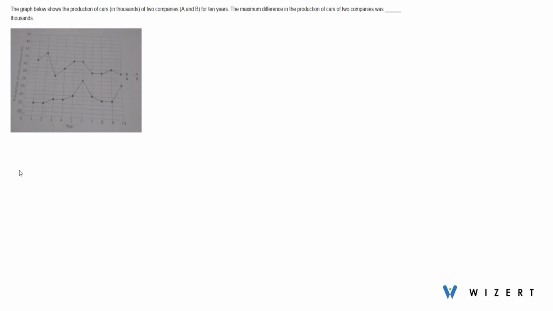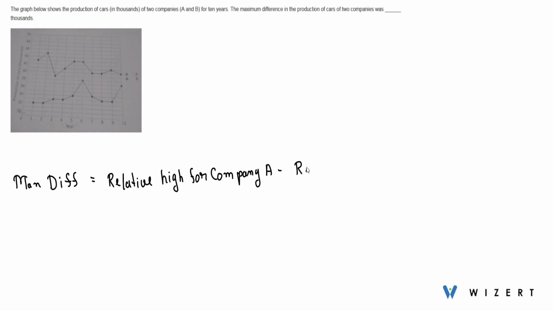So, max difference equals relative high for company A minus relative low for company B.